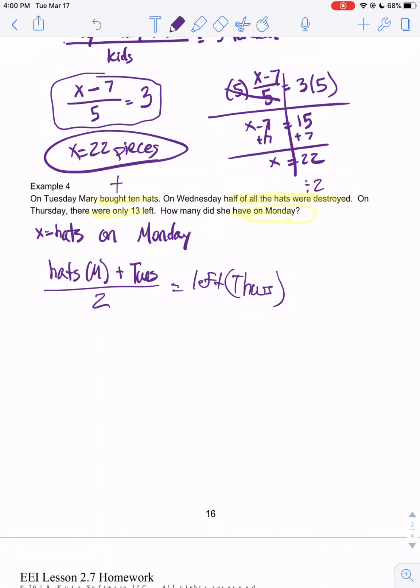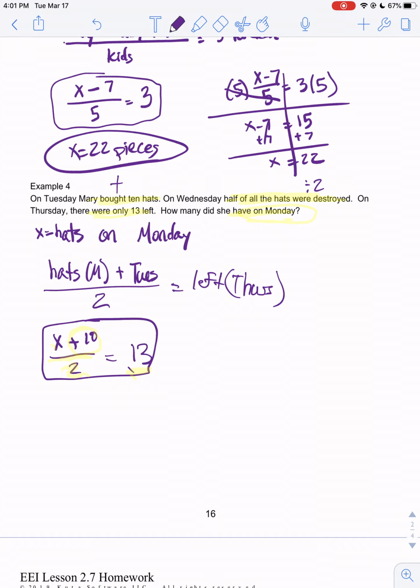So now let's think about it. So hats on Monday is X, plus the hats that Mary bought, 10 of them. But then half of them were destroyed. So that means I have to divide that amount by 2, and then I'm left with 13. So that's my equation. So again, let's think about this. If we work backwards, I ended up with 13 hats. Before that, half of them were destroyed. That's where this divided by 2 business comes from. Before I divided by 2, Mary bought 10 hats to my original X hats on Monday.